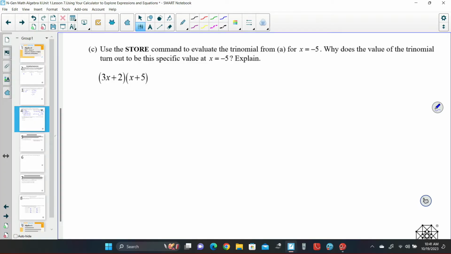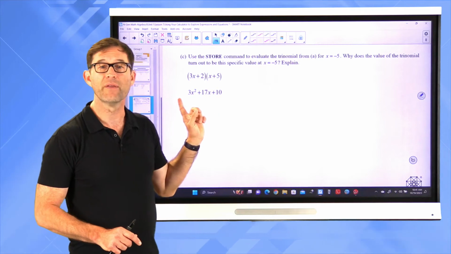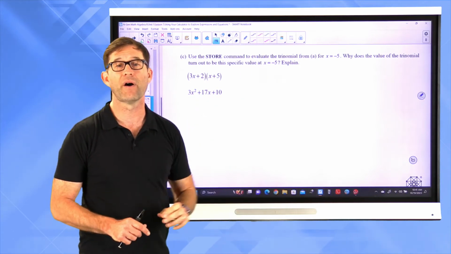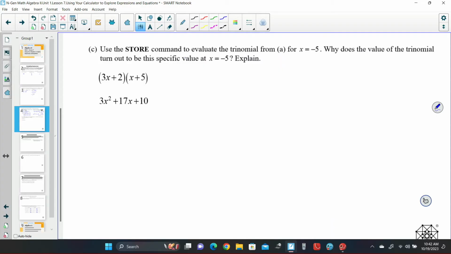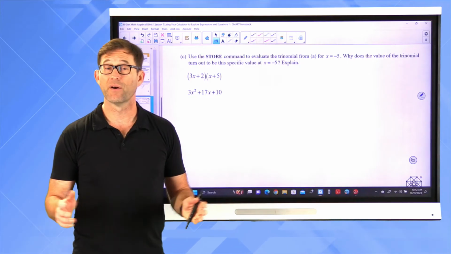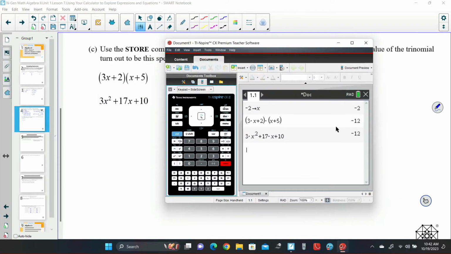Use the store command to evaluate the trinomial from A for x equals negative 5. Why does this value of the trinomial turn out to be this specific value at x equals negative 5? Explain. So I've got my product here, but what I really want us to do is just evaluate this trinomial when x equals negative 5 using the store command. So why don't you go ahead and do that now? All right, awesome. Let's do it. So we've got to store a new value in x. I'm going to do negative 5 stored in x, enter.